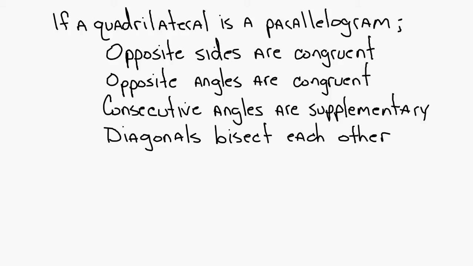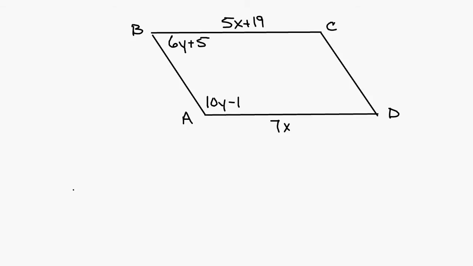So here's a couple of problems that look like the ones you'll have today, where you apply those rules. On the top of page 405, you've got a parallelogram ABCD. You're told that BC is 5x plus 19 and AD is 7x. Angle A is 10y minus 1 and angle B is 6y plus 5. You're asked to find AD and the measure of angle B.